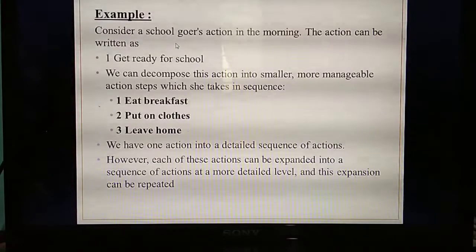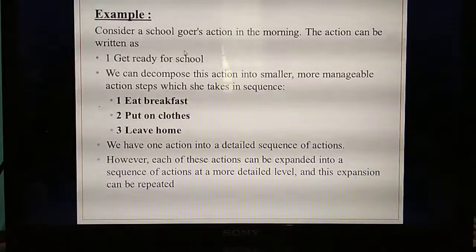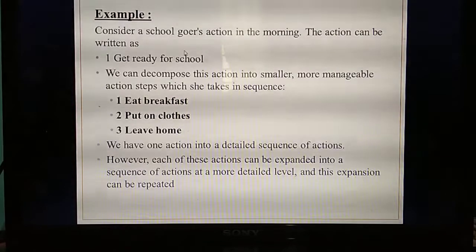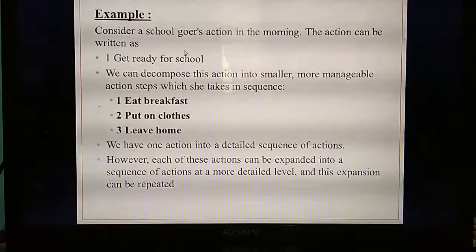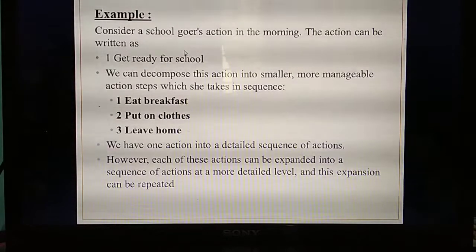Listen. First thing is read it. By reading itself you can understand. Get ready for school. What's the task they have given? You are going to school. That means morning action. What are the actions you are doing in the home before you get ready to go to school? That's the problem. What's the task they have given to solve? Get ready to go to school in the morning.